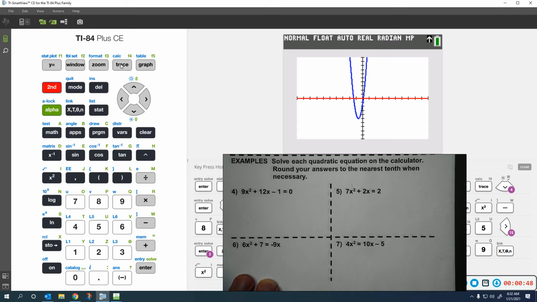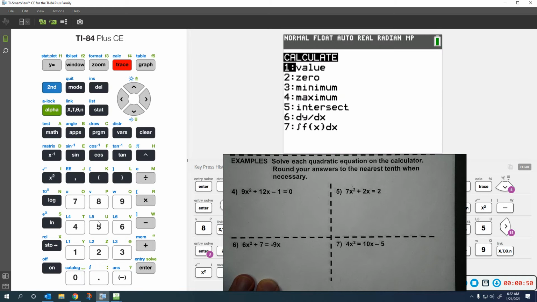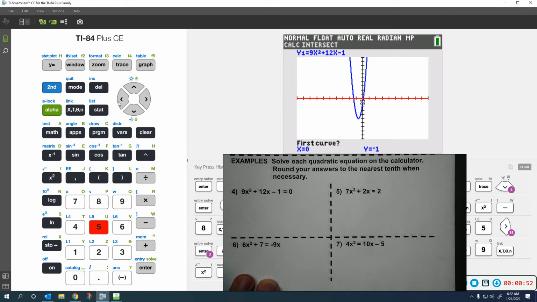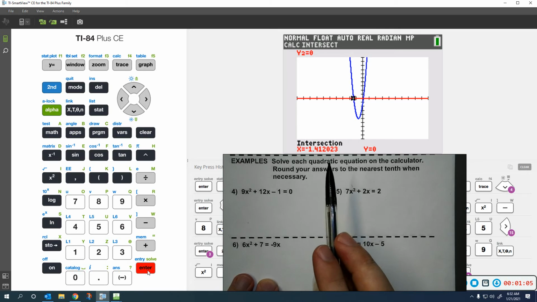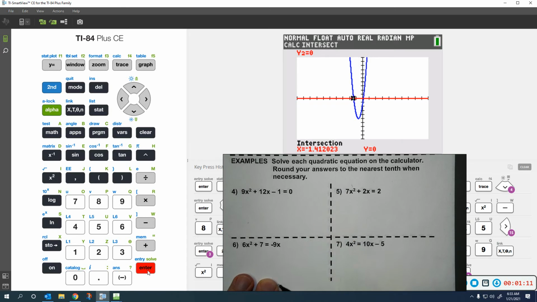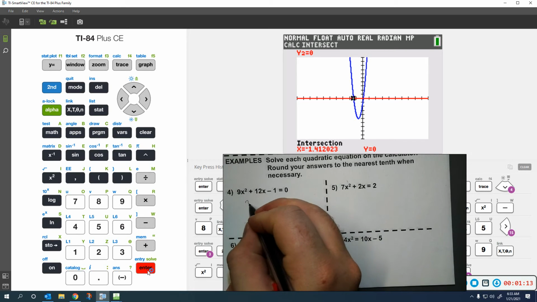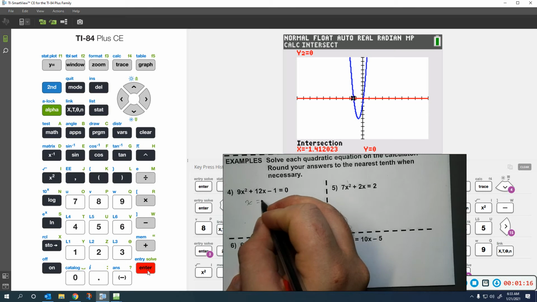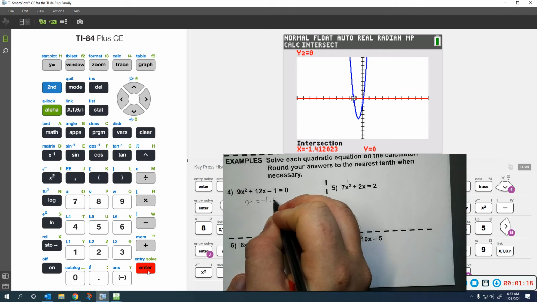So second trace, remember you've got to go to number 5, intersect. Let's do the left one first. I'm going to move my arrow to the left until I'm really close. Enter 3 times, and it says negative 1.412023. Just look at 1 decimal place. So look at the 4 and the 1. That 1 means the 4 is going to stay the same, so our first solution is x equals negative 1.4.